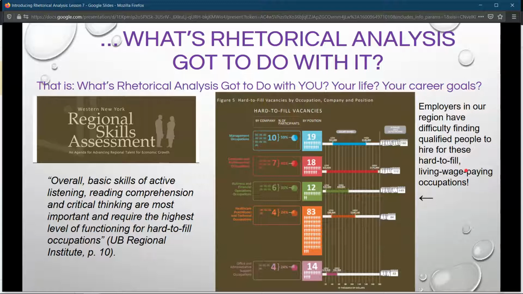So overall, basic skills of active listening, reading comprehension, and critical thinking are most important and require the highest level of functioning for hard-to-fill occupations. So employers in our region have difficulty finding qualified people to hire for these hard-to-fill living wage-paying occupations.